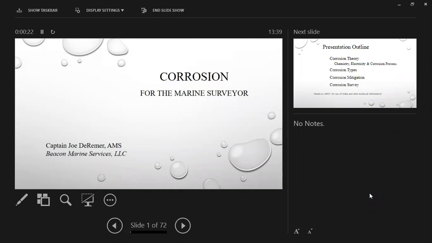Corrosion could easily be a 2-semester college course. We're going to cram it into about 45 minutes here. So obviously, this is going to be a very quick overview. And in discussion with Randy, I'm going to focus on just 2 areas of corrosion: stray current corrosion and shore power issues with corrosion.